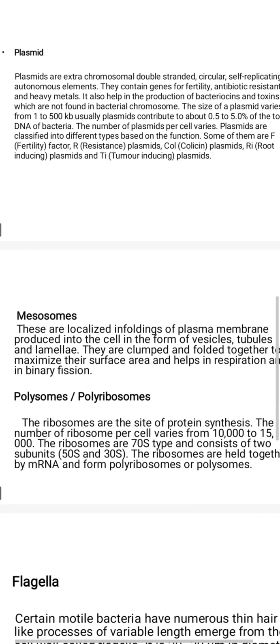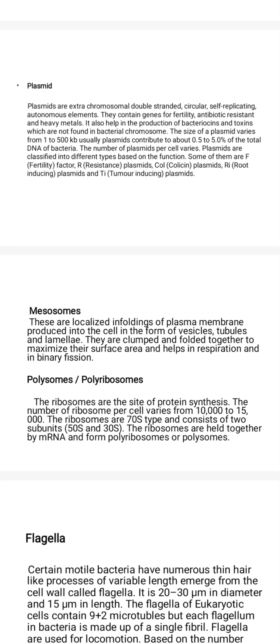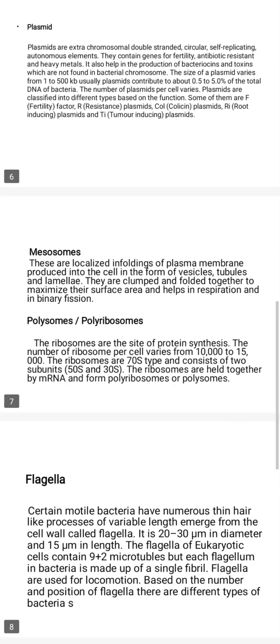Then mesosomes. These are localized enfoldings of plasma membrane produced into the cell in the form of vesicles, tubules and lamellae. They are clumped and folded together to maximize their surface area and help in respiration and in binary fission.